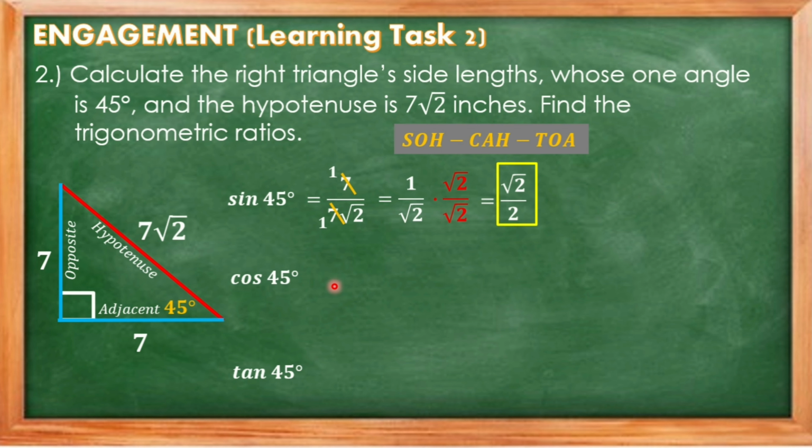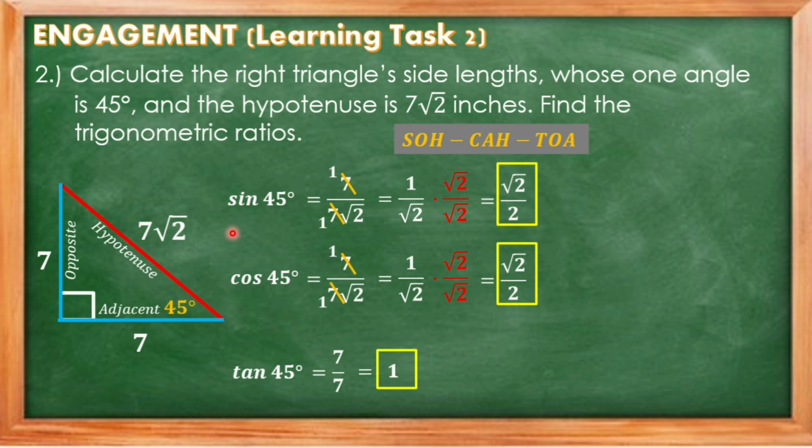For cosine 45 naman, so CAH. Adjacent over hypotenuse. So, adjacent natin is 7. Hypotenuse natin is 7 square root of 2. Katulad na sinabi ko kanina, ang sine 45 at cosine 45 ay same lang yung answer. Kaya, kung anong sagot ni sine, yun din ang sagot natin kay cosine. See? Okay, next. For tan 45 naman, opposite over adjacent. So, 7 over 7, that is 1.